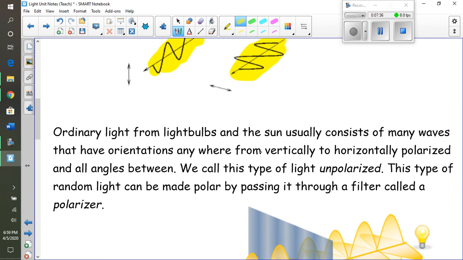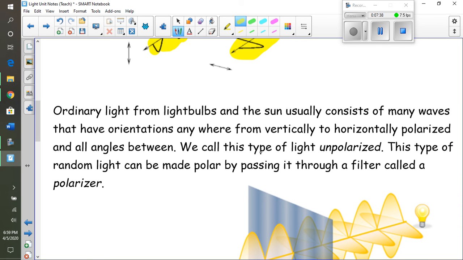If we take a look at light from a light bulb or the sun, it consists of many waves, and a lot of them have different orientations. Some are vertical, some are horizontal, some are any and all angles in between. We call that light unpolarized. So that's light from the sun, light from a light bulb. It's random, it's everything.